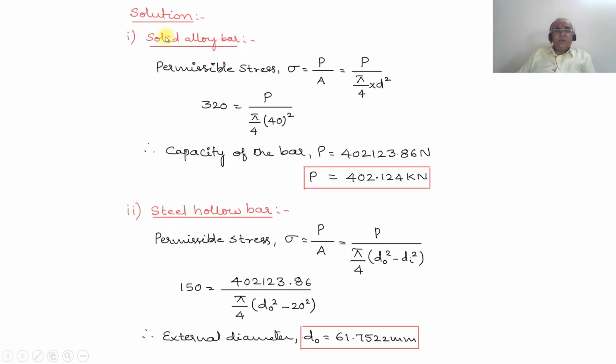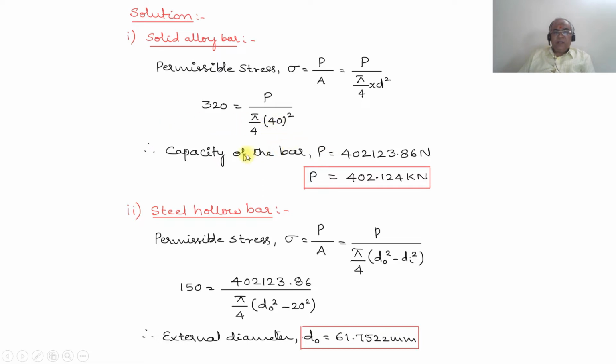So what is the solution? First we are going to take up the solid alloy bar. What is the permissible stress? Sigma is equal to P by A. For a solid alloy bar, what is the area of cross section? Area of cross section is pi d square by 4. So 320, the stress, equals P by pi by 4 into 40 square.